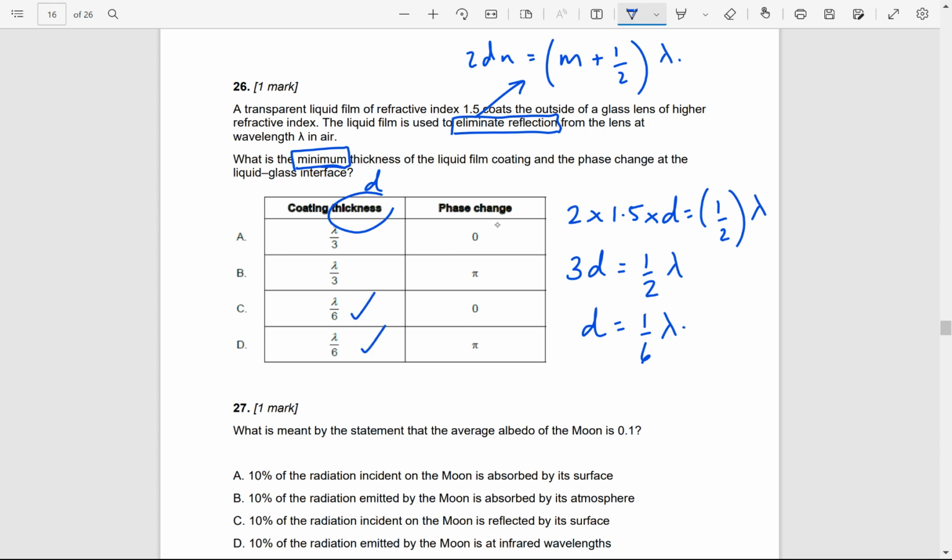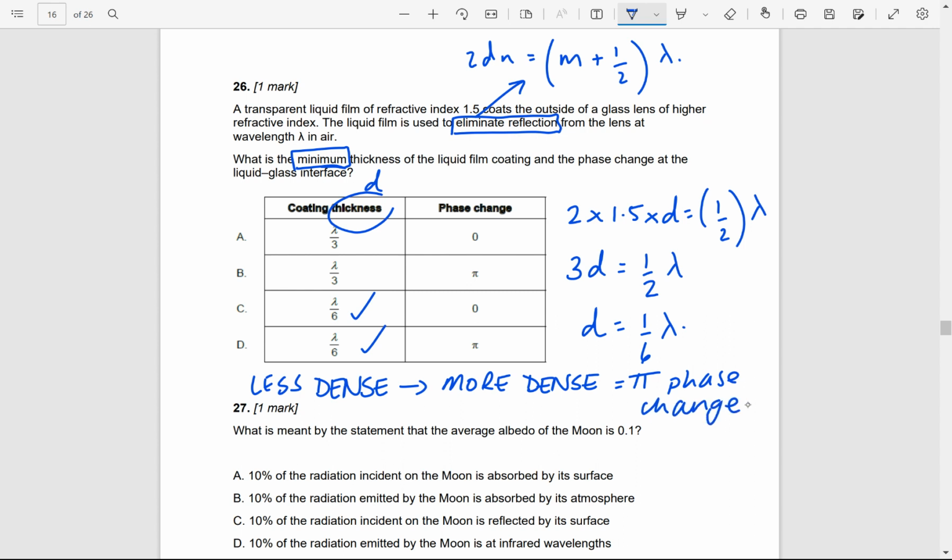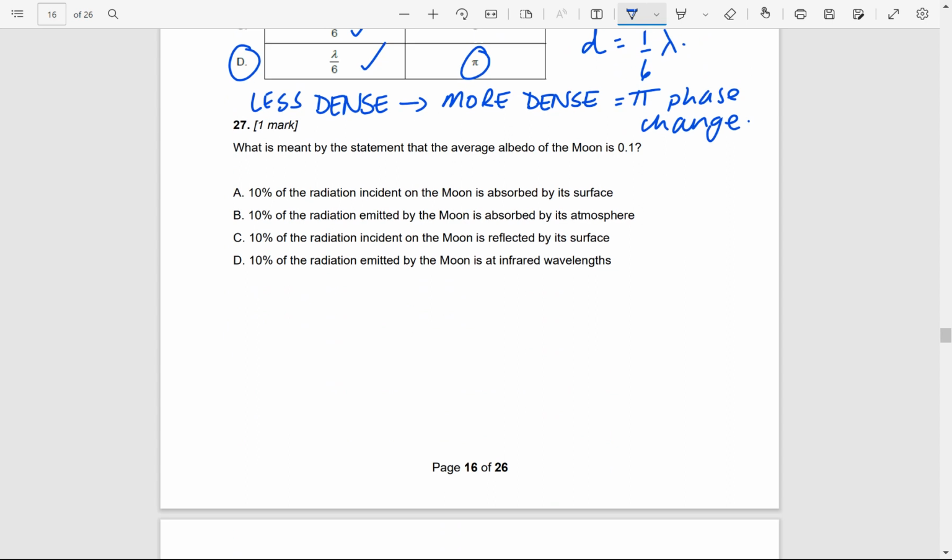So it's one of these. Now this column is saying for phase change. You just need to learn this as well. If you are going less dense to more dense, it's a pi phase change. If you're going less to more, you get a pi phase change. If you're going more to less, you get a 0 phase change. So it's this one. So the answer is D.